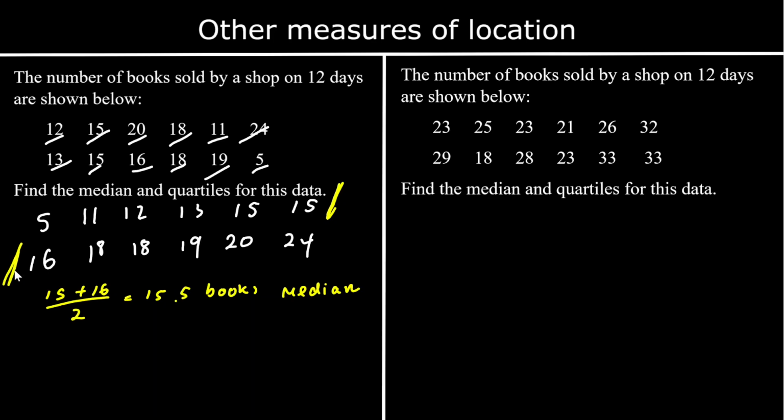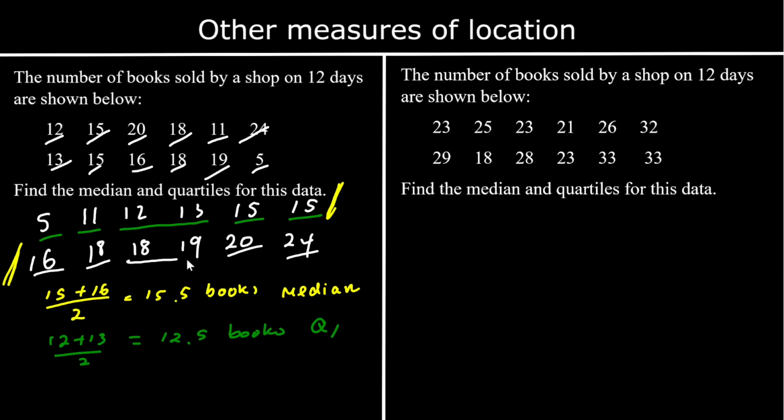To find the lower quartile, we go halfway through the first 6. So again, if we cross off 2 on both sides, we're left with 2 in the middle. We go halfway between them. 12 and 13, halfway between them is 12.5. So that's our lower quartile. Then for the upper quartile, again, if we cross off 2 on both sides, we're left with 2 in the middle. We go halfway between them, which is 18.5 books, and that is our upper quartile.